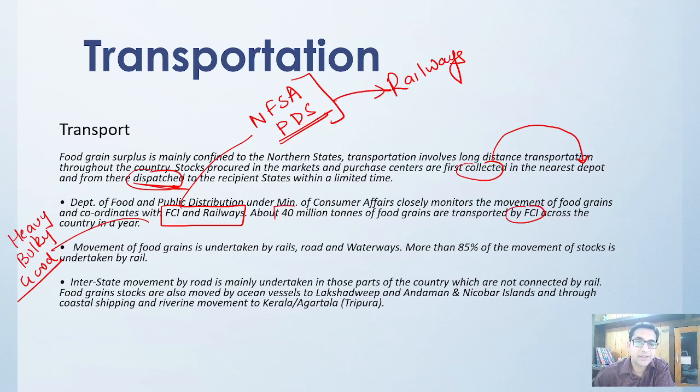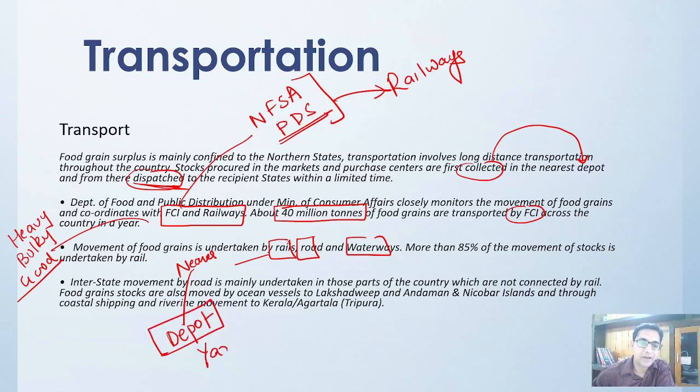That means 40 million tons is a very big number, which is transported from various places to the FCI and by FCI to other places. Normally, railway networks, road networks, and waterways are used. Where proper railway lines are there, they send it to the nearest depot, near the railway yards. In the railway yards, we have big warehouses.